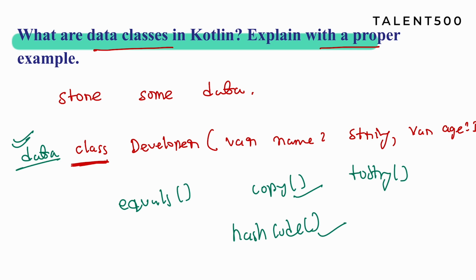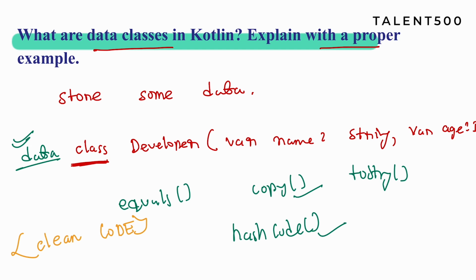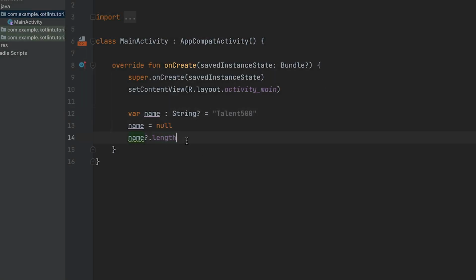And yes, it helps in writing clean code. Obviously, these are the ways how Kotlin ensures that the developers are writing clean code, right? They are writing clean code. So let me explain this to you with the help of the editor as well. So this is the piece of code that we have written till now.